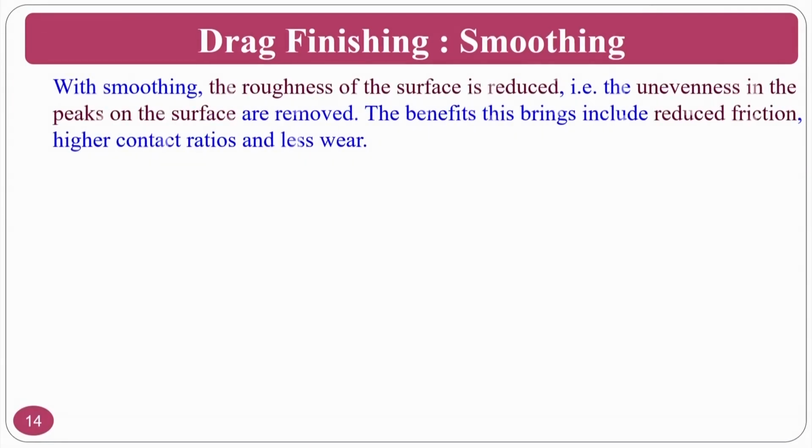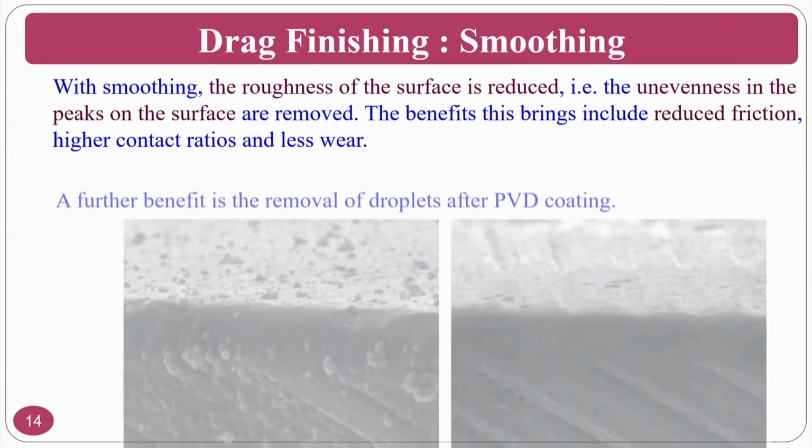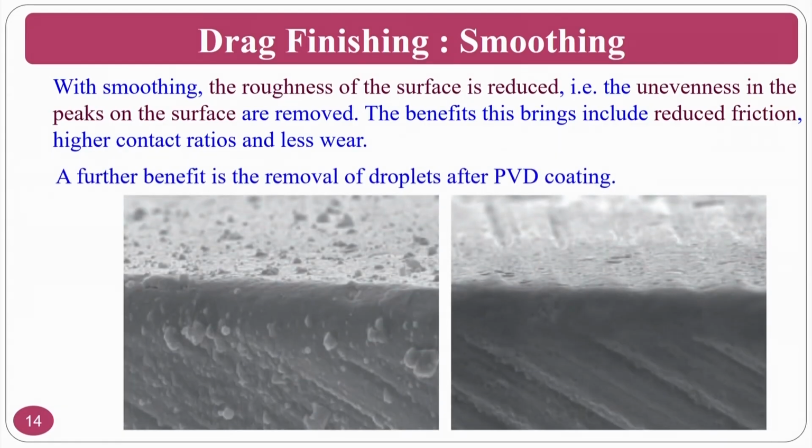The smoothing operation is another advantage of this particular process. If you see, with the smoothing, roughness of the surface is reduced. That means unevenness in the peaks of the surface are removed. The benefits of this one brings a reduced friction at higher contact ratios and less wear. The further benefit is you can remove the droplets after the PVD coating.